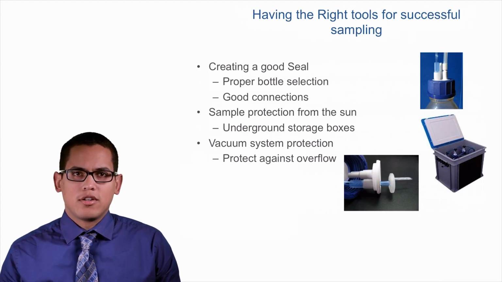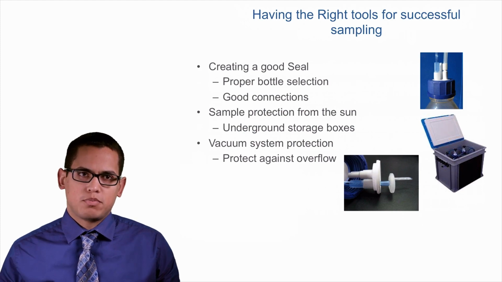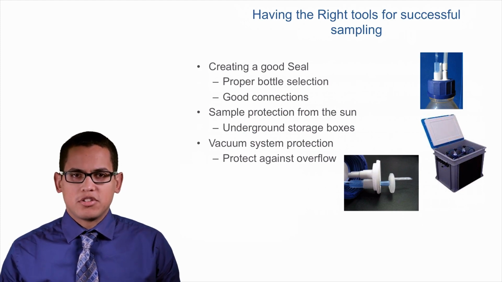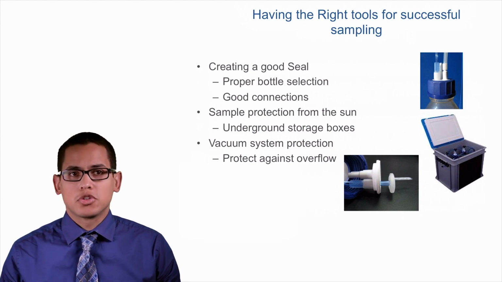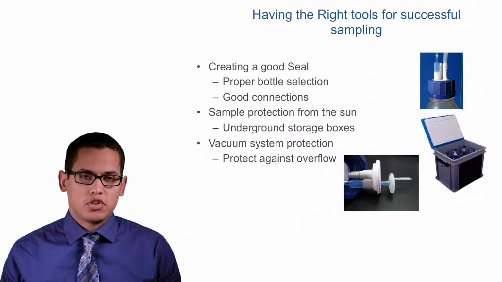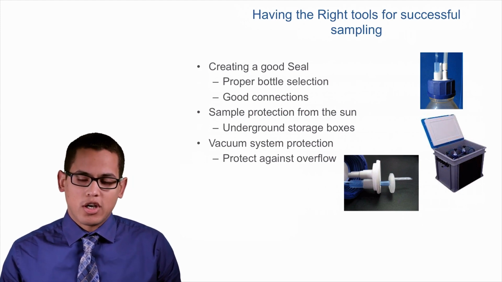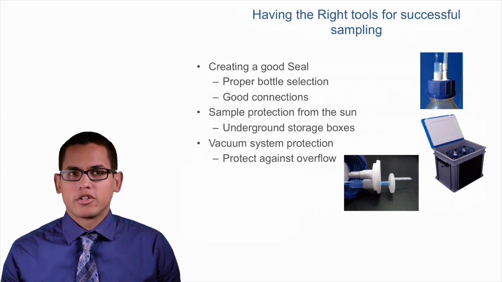So, some other things to consider, really, to have the right tools for a successful sampling setup and experiment. There are some things that you need to think about. One, creating a good seal is crucial. If you don't have a good seal with your vacuum system, especially if you're doing continuous or even discontinuous sampling, you're not going to be able to successfully pull in soil water samples.